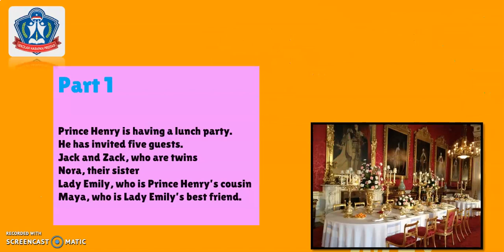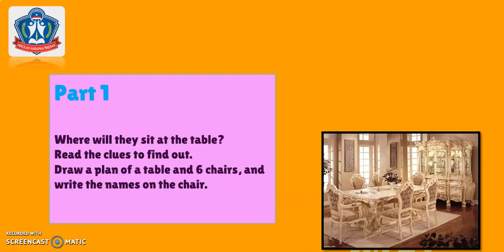Prince Henry is having a lunch party. He has invited 5 guests: Jack and Zach, who are twins, Nora, their sister, Lady Emily, who is Prince Henry's cousin, and Maya, who is Lady Emily's best friend. Where will they sit at the table? Read the clues to find out. Draw a plan of a table and 6 chairs and write the names on the chairs.